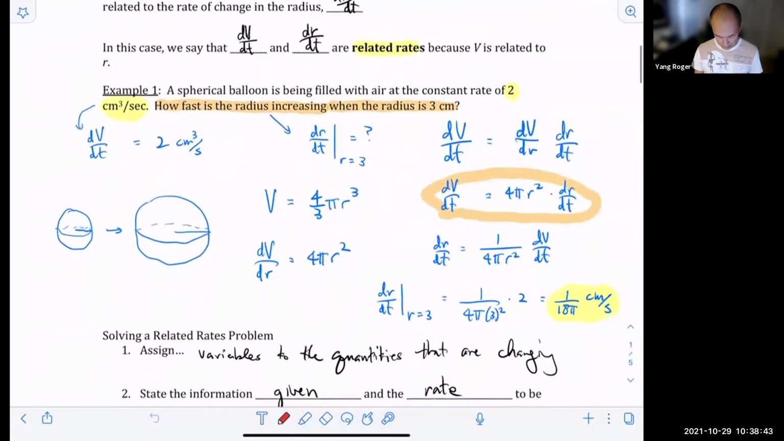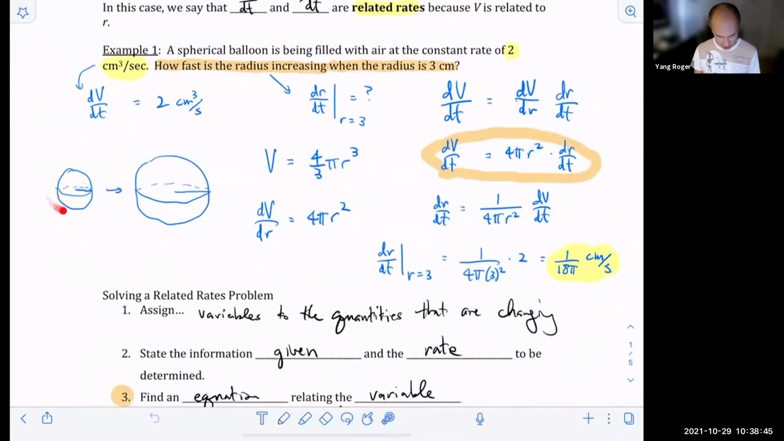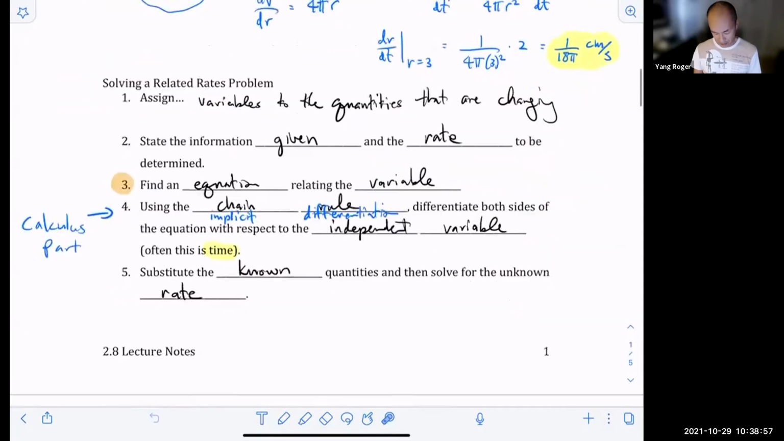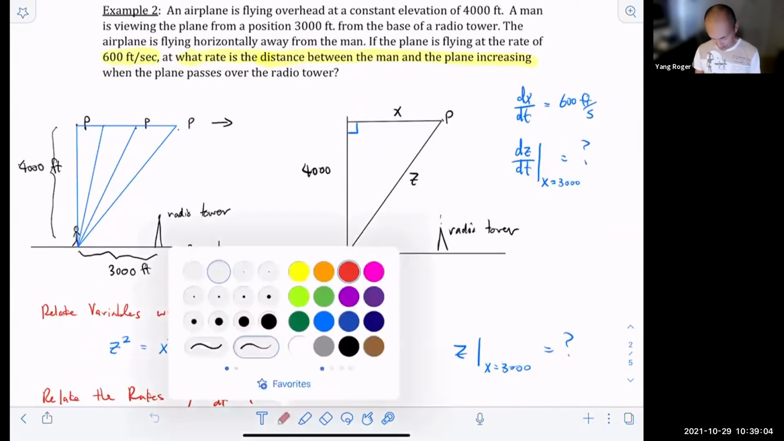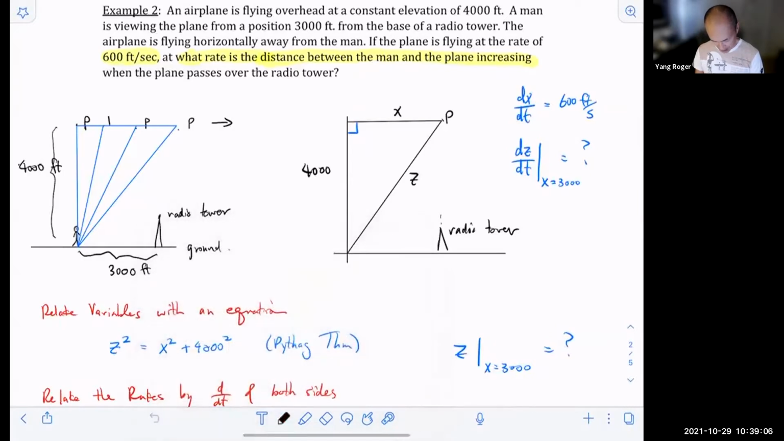When I drew this picture over here, I'm trying to show that the radius is getting larger as we inflate this balloon. So this shows that both the volume and the radius are getting bigger. When I looked at this problem involving the plane flying overhead, I drew this sequence of P's. I'm missing a P here, it got deleted somehow. But right, the idea is that the plane is flying.